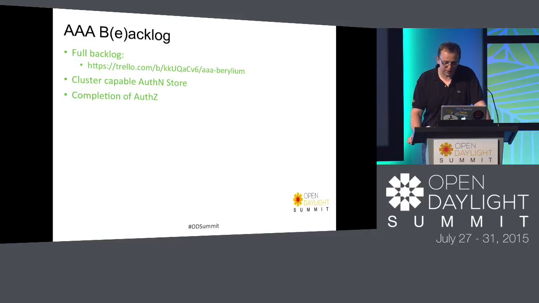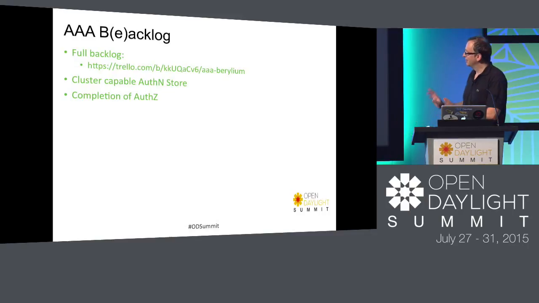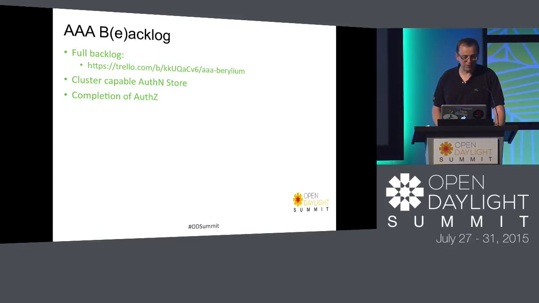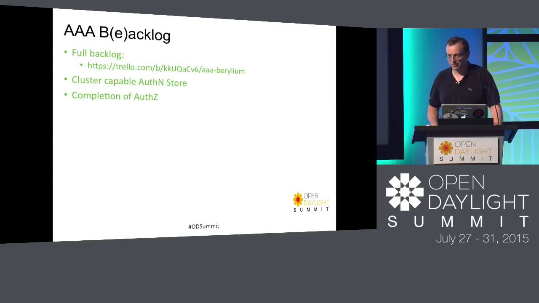The full backlog is there on that Trello site, but the two key items that I feel we have to deliver are an authentication store that is cluster capable, and the completion of authorization functionality, which is currently not complete. The plumbing is there, the policy engine isn't, but we'll touch on that later.